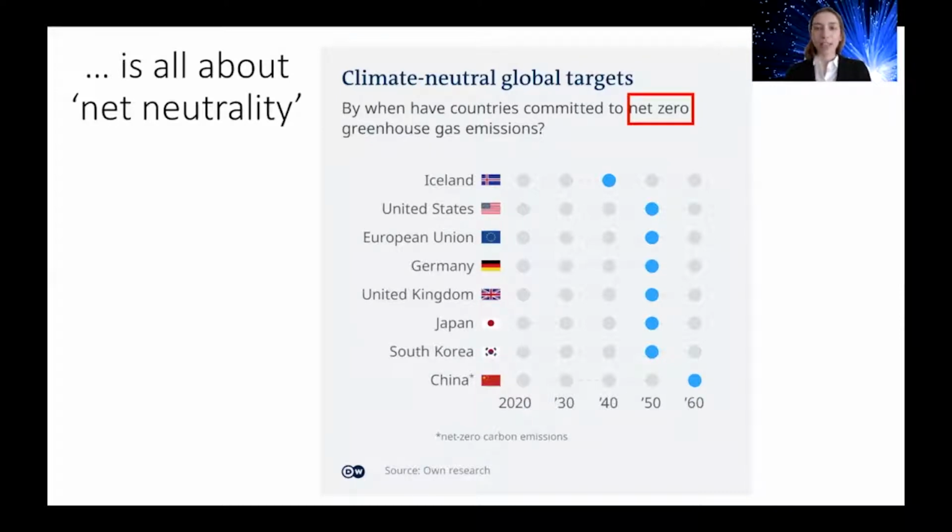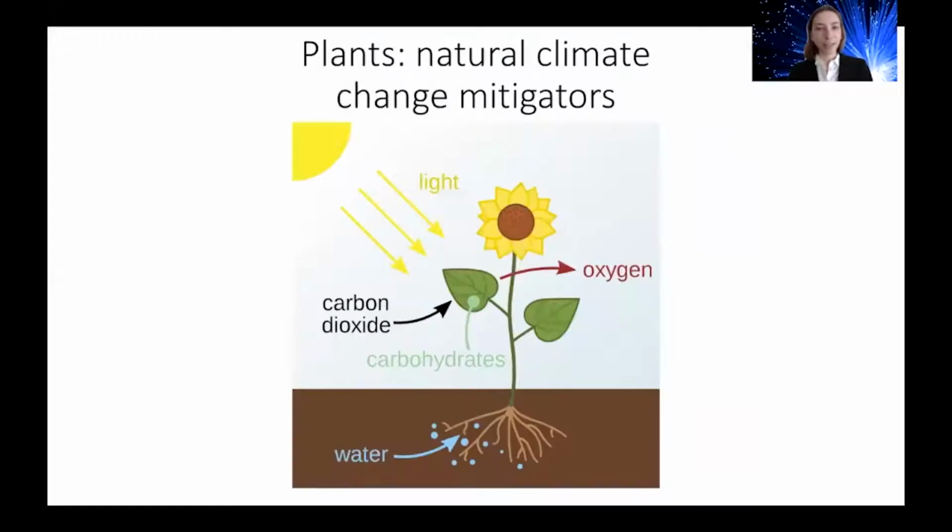A lot of countries have committed to transitioning to green energy sources like solar or wind, but part of their plan is also planting trees to sequester carbon that we emit to the atmosphere while we burn fossil fuels. So plants are natural climate change mitigators. As they perform photosynthesis, they basically eat carbon out of the air and store it in their leaves and roots and bark.